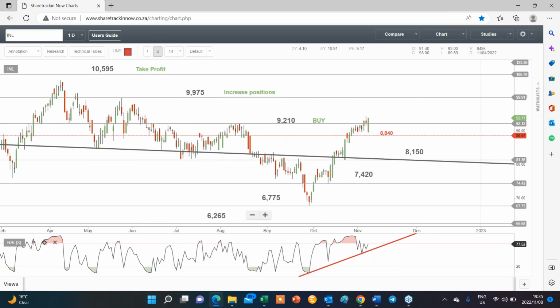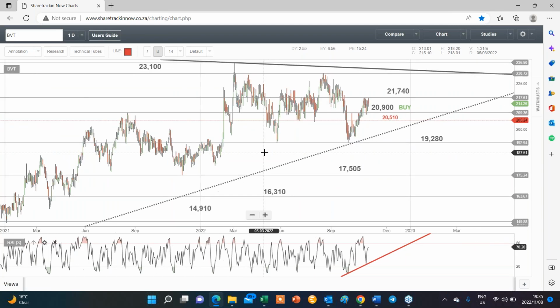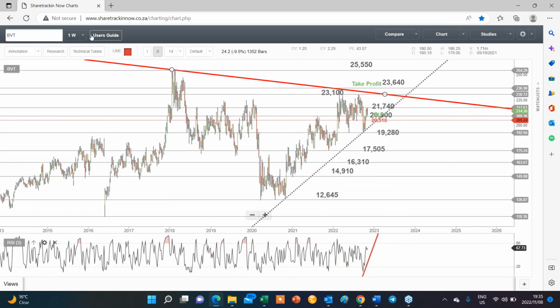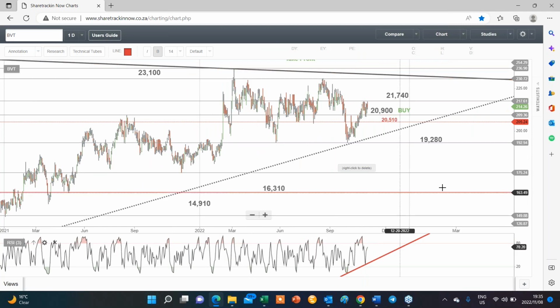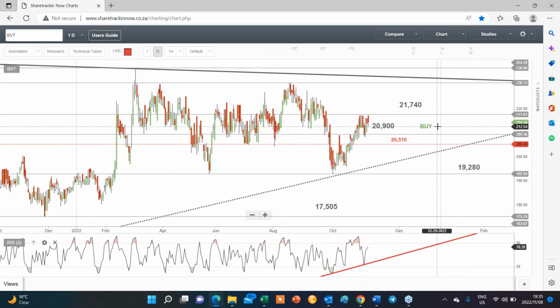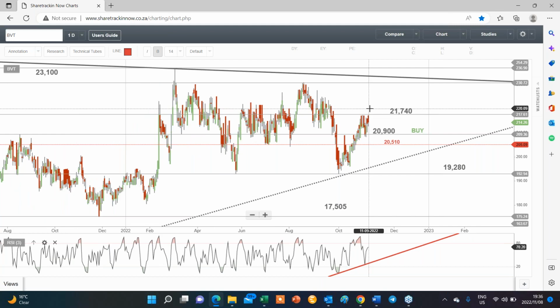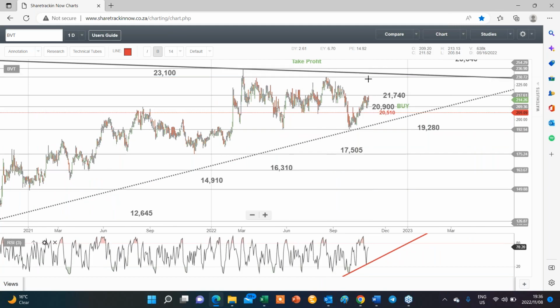Okay, and then it is BVT, in a little bit of a triangle. Let me see. Will this be a high probability? Okay, RSI is looking good. In fact, it had already breached a buying level, which is at 209. So now we needed to breach the 217, where you can increase positions, and the take profit level is at 231.